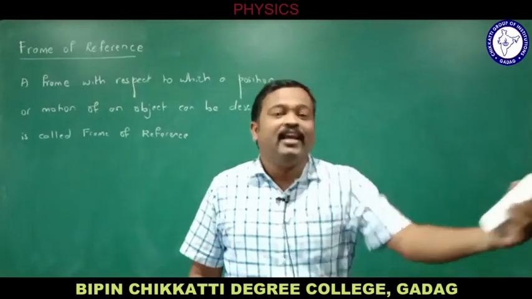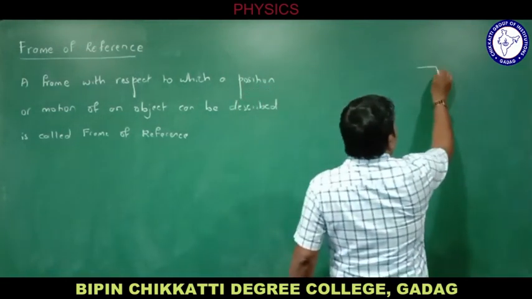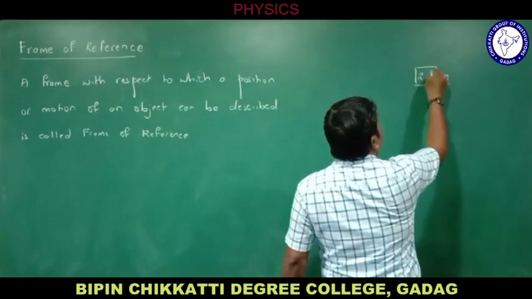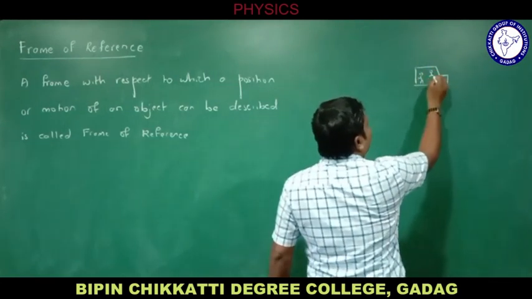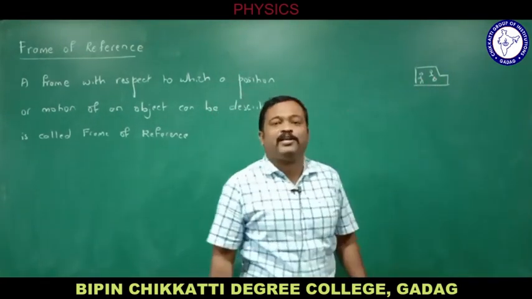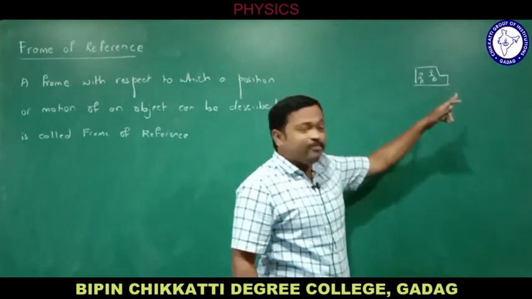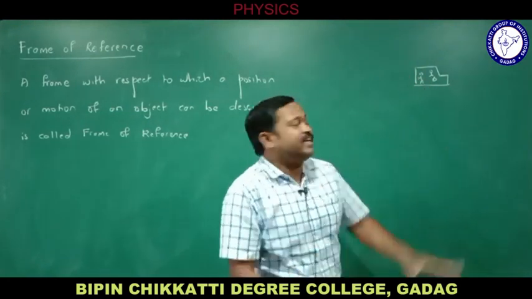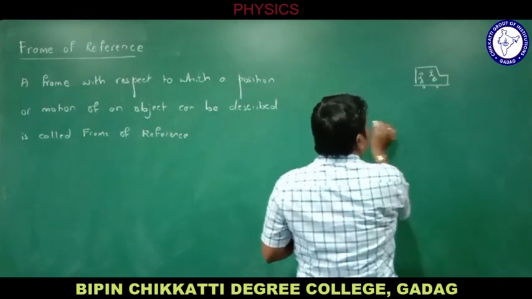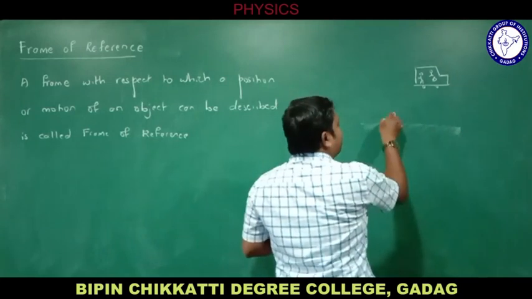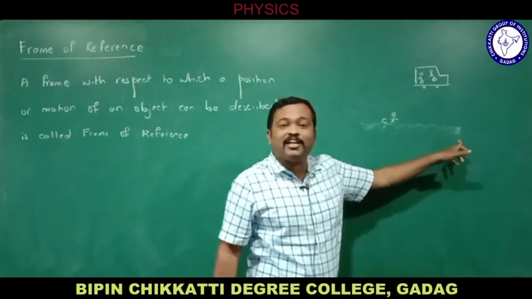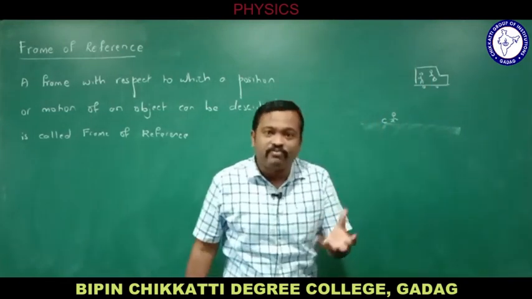A frame with respect to which the position or a motion of an object can be described is called frame of reference. In the earlier example which I took, there was a bus and you are standing here and your friend is sitting here, right? This is A and we called it B. We found that B is at rest with respect to A, means A is seeing B in the frame of a bus. That is why the bus becomes the frame of reference. And there was another person standing here, right? We took this example, and this person we called C. C is seeing B with respect to ground, and this ground becomes the frame of reference to C.